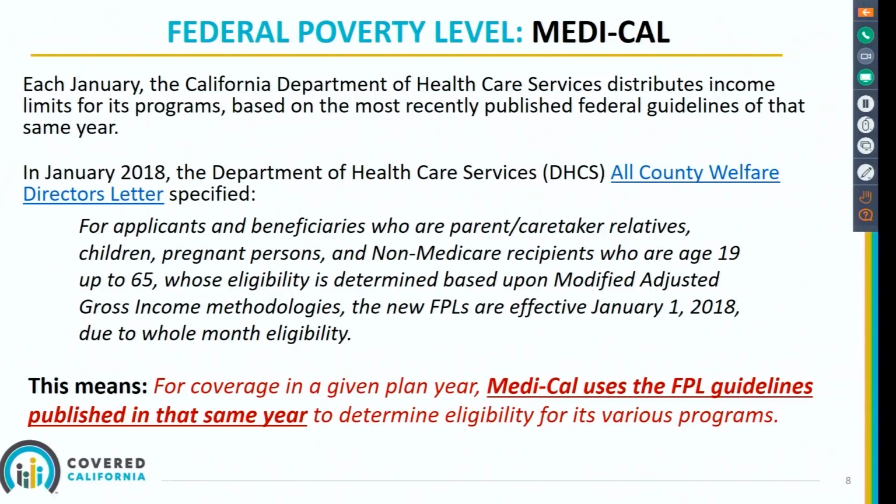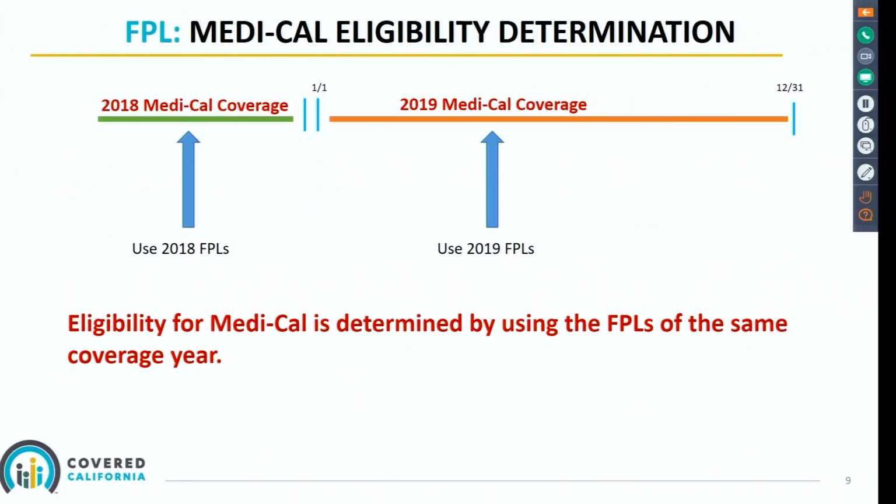Again, in red there, for coverage in a given plan year, Medi-Cal uses the FPL guidelines published in that same year to determine eligibility for its various programs. So if we look at the graphic representation of that rule, it's much more straightforward than the Covered California depiction, where we have 2018 Medi-Cal coverage, use 2018 FPLs to assess eligibility, in 2019, use 2019 FPLs. So this is a representation of the rules. The implementation is a little different. We'll get to that in a second.